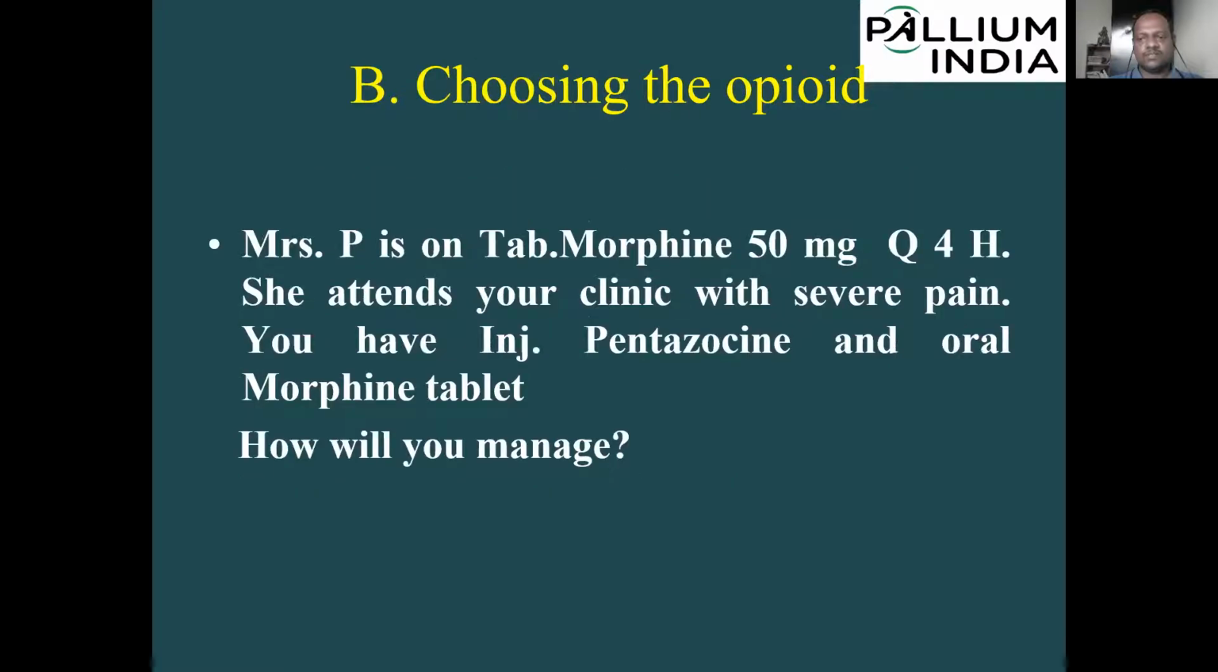Okay, so we will move on to the next question. Mrs. P is on tab morphine 50 milligram four hourly. She attends your clinic with severe pain. You have injection pentazocine and oral morphine tablets. How will you manage? Anybody please unmute and comment on this.